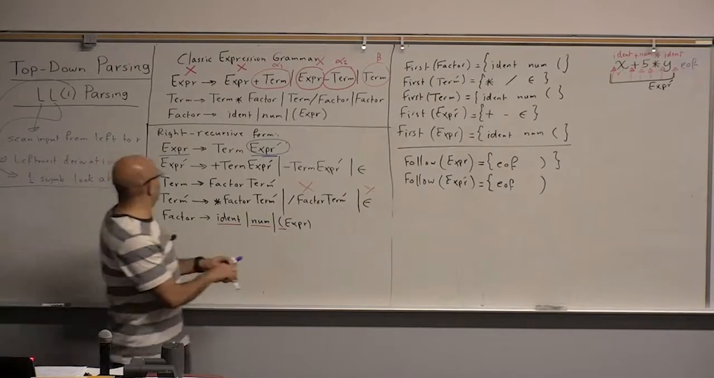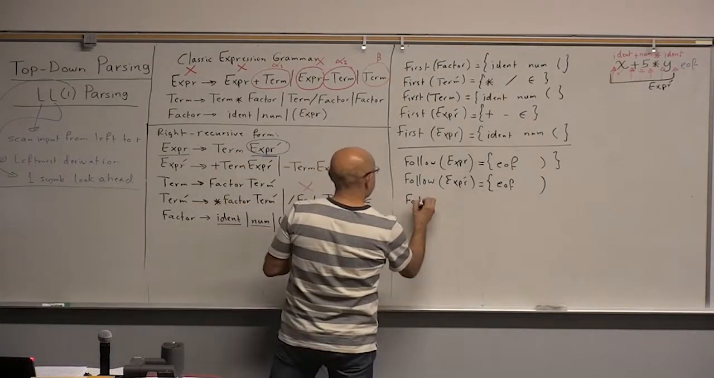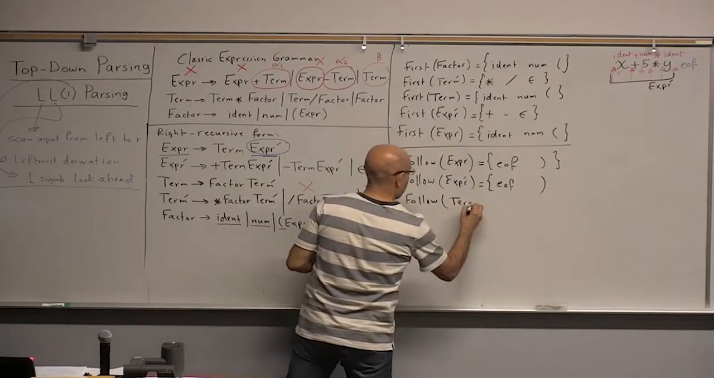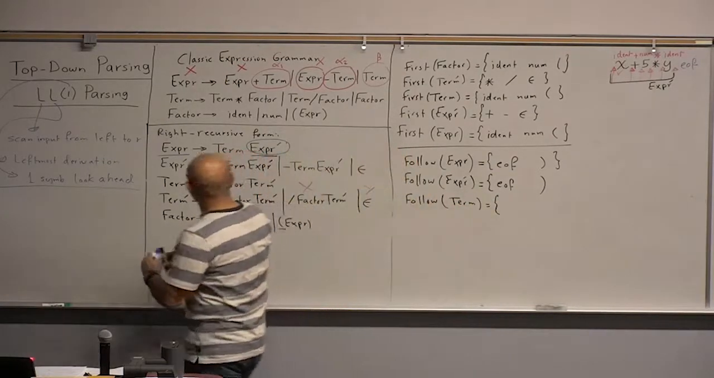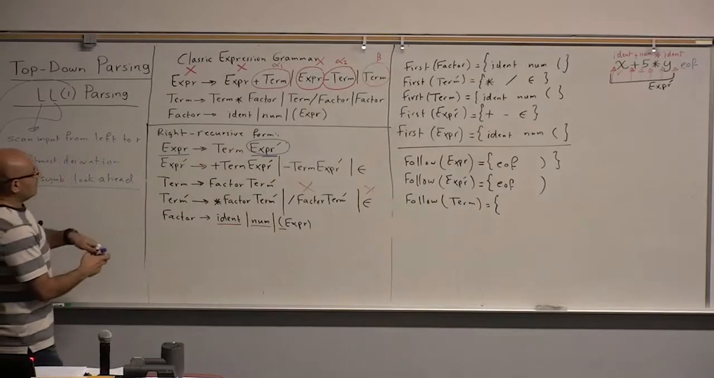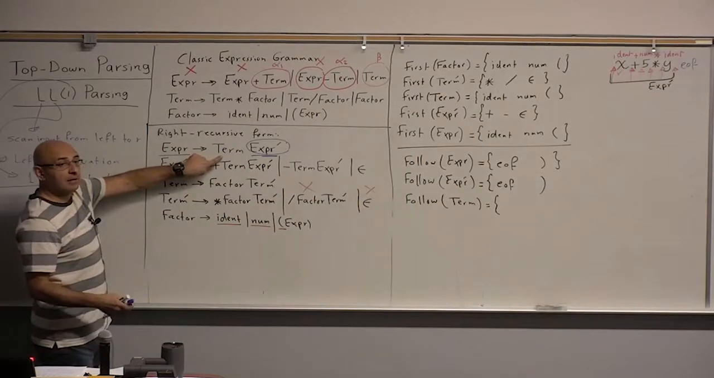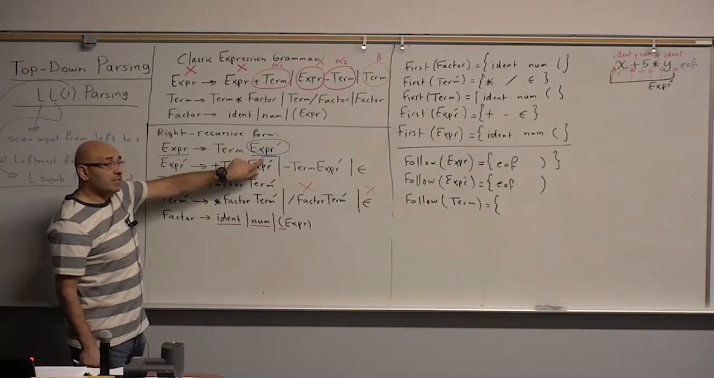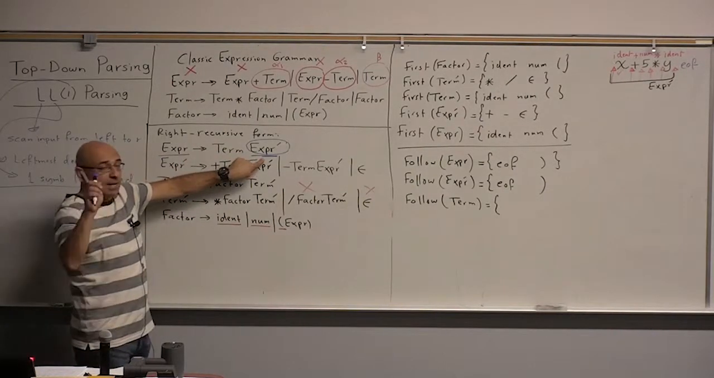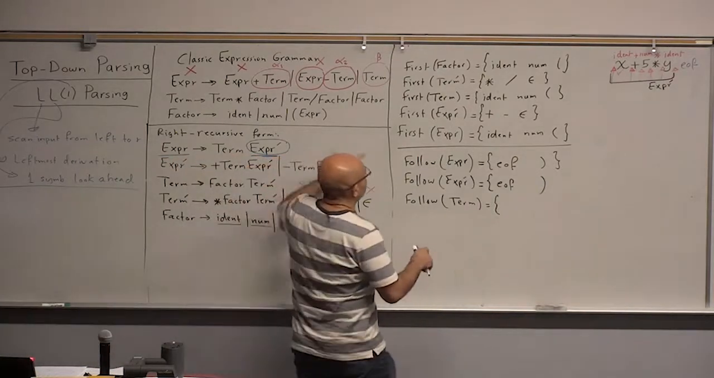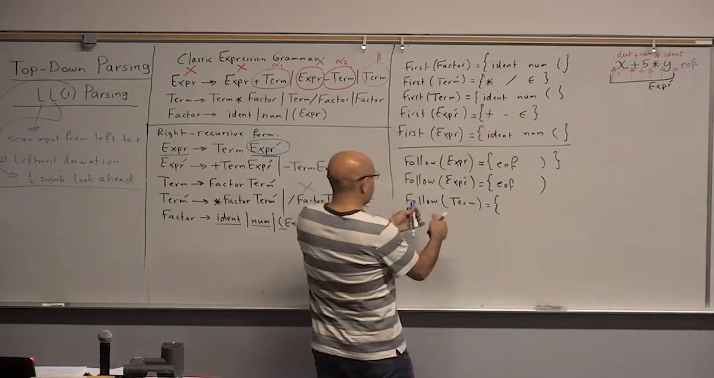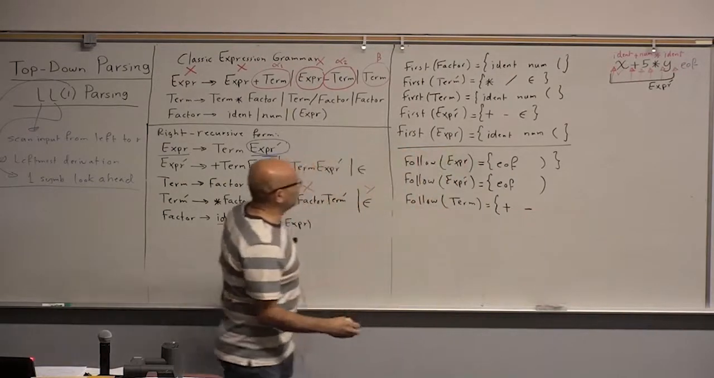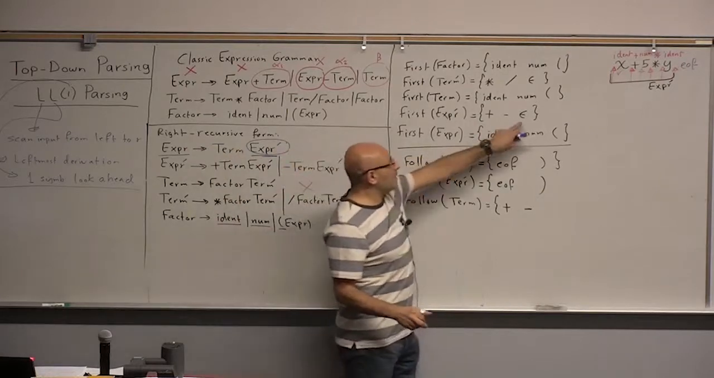So then I move to term. Follow of term. Now, where does term appear on the right-hand side? It appears here. So what comes after it is an expression prime. So what should I add? First of expression prime, except for epsilon. So first of expression prime is going to be plus and minus. Plus and minus.